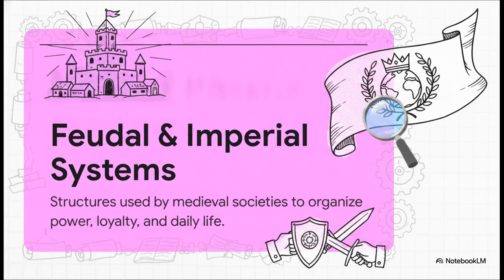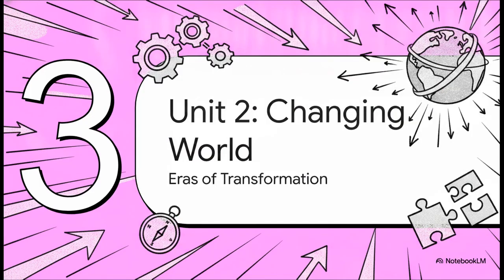To effectively compare and contrast all these different societies, we need some foundational vocabulary. Two essential concepts you'll hear a lot are feudal and imperial systems. Basically, these are the structures used by medieval societies to organize power, loyalty, and daily life. By anchoring these political concepts early on, we build a solid framework to evaluate who held power and exactly how they maintained it. Was it through localized social hierarchies, or was it through massive centralized empires? Which brings us to Section 3, Unit 2, A Changing World.